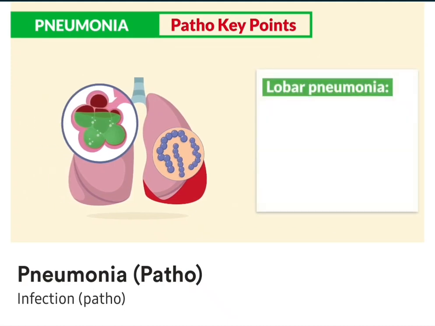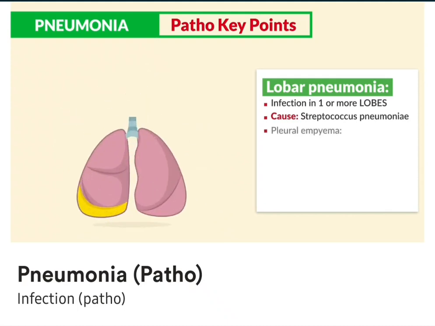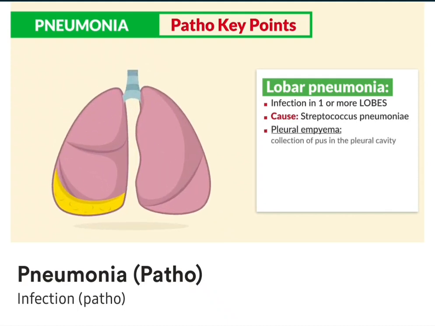First up is lobar pneumonia. This is described as an infection of one or more lobes of the lung. Now, it's caused by Streptococcus pneumoniae bacteria, and a big complication is pleural empyema. This is a collection of pus in the pleural cavity, where bacteria migrates and creates sort of a fluid-filled lung. It's one of the various kinds of pleural effusion, that fluid in the lung, which we'll cover in great detail in a moment.